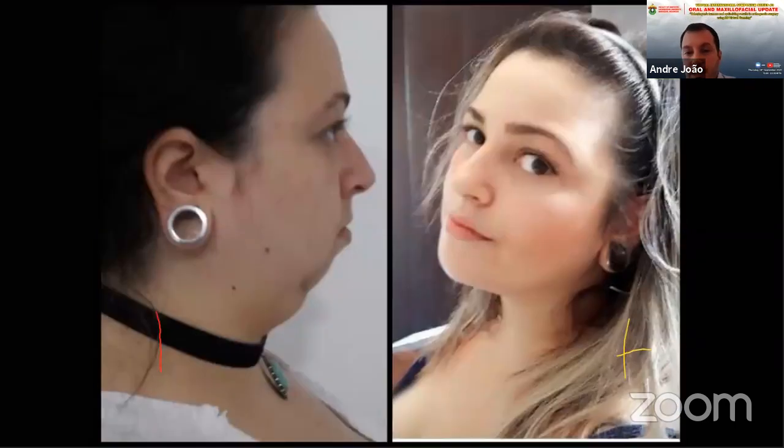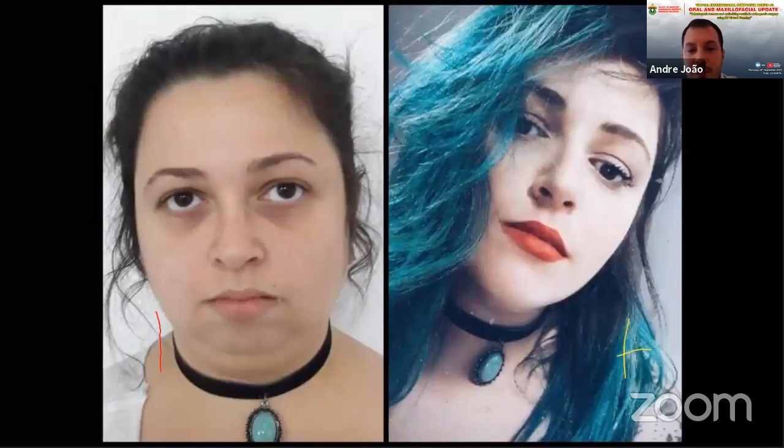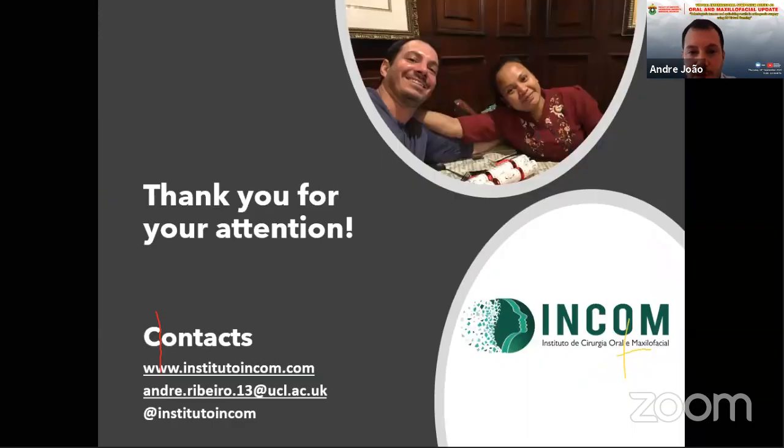Another patient, a doctor, whose main complaint was a gummy smile, is shown a few years after surgery. We have patients that we are able to plan and offer these types of results that we always look for when performing orthognathic surgery.